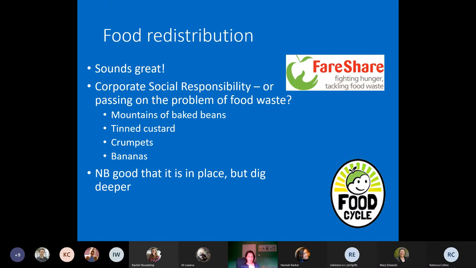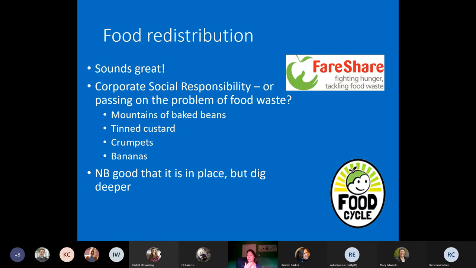You hear stories about mountains of baked beans, a lot of tinned custard delivered to different parts of the country at various points in time because there was a surplus. Crumpets, so many crumpets, and bananas. So then suddenly there's all this extra food dumped on other organizations that they somehow have to deal with, whether they can get rid of it or not, give it away or not.